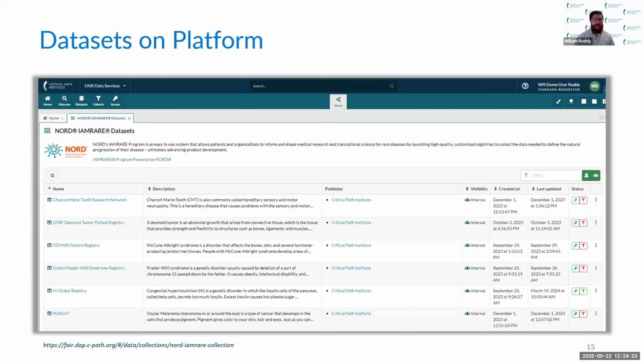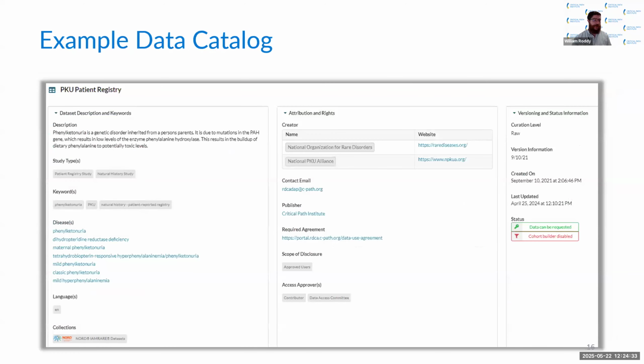So you can log into the platform and see all the data sets that have gone through this processing pipeline. And to double click on one of these, if we go to the next slide, I'll give you an example of what the data catalog entry looks like. At the top level, this describes a little bit about the data set, what diseases are relevant, some keywords, the publisher.